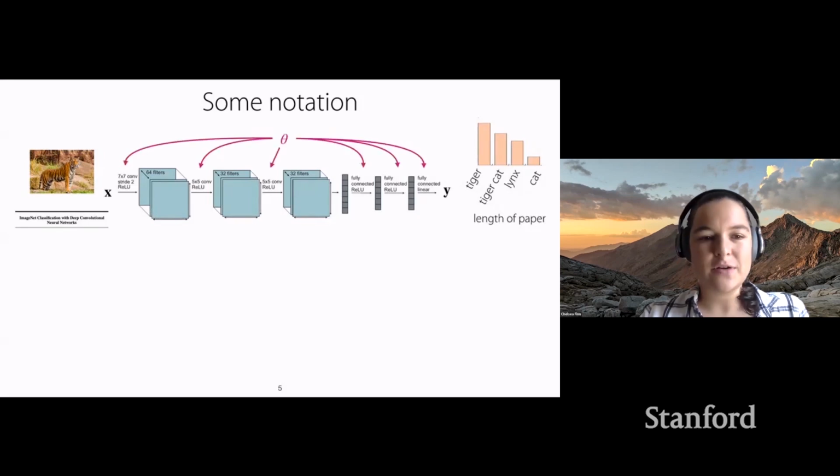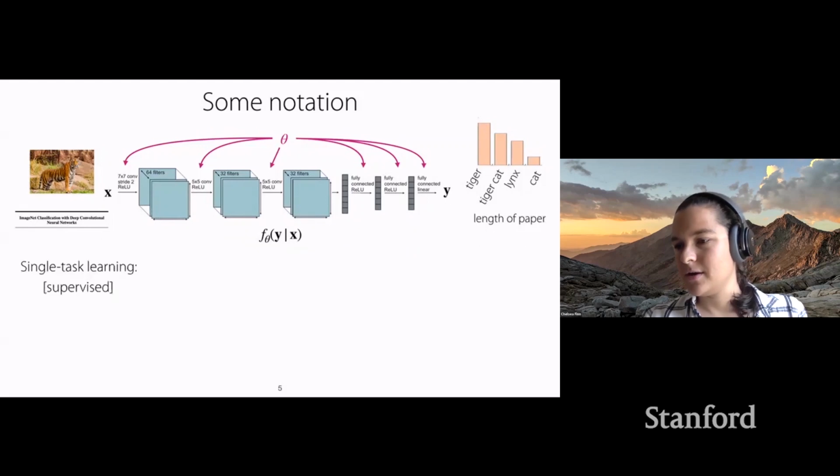We'll use theta to denote the parameters of the neural network, and we'll denote the function that this neural network represents as f parameterized by theta of y given x. Cool, so that's the basics.